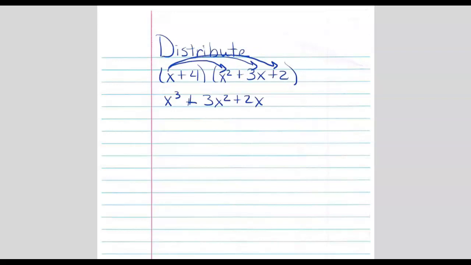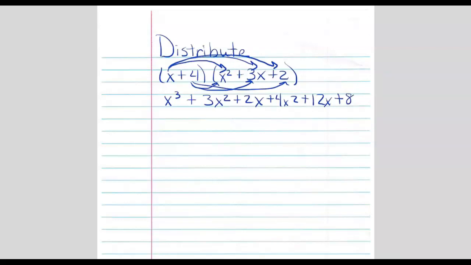Now I'm going to go back and get the 4. And I like to put my little arrows underneath so they don't get confused. So 4 times x squared, so plus 4x squared. And then 4 times 3x, so plus 12x. And then I have 4 times 2, which would be positive 8, so plus 8.